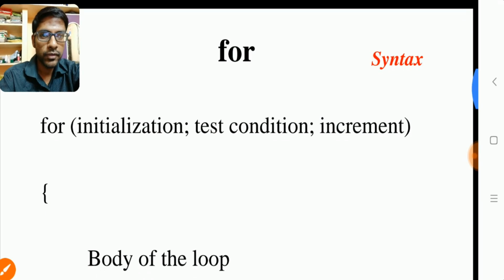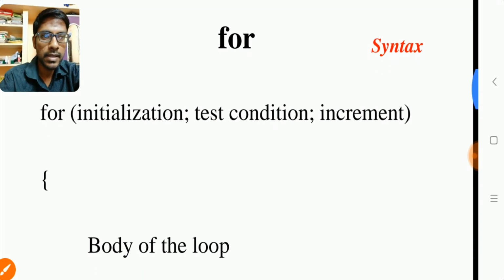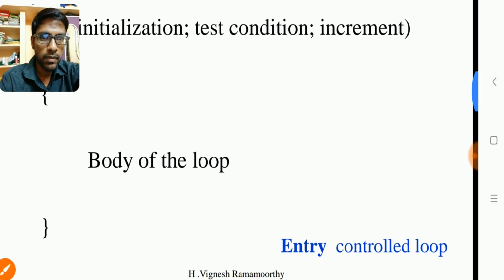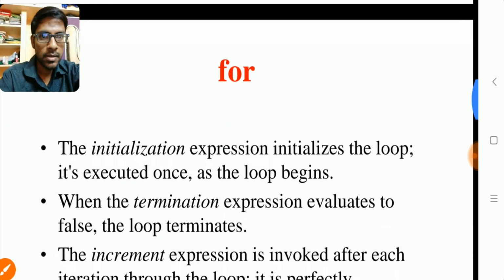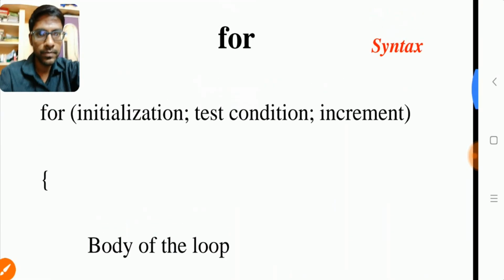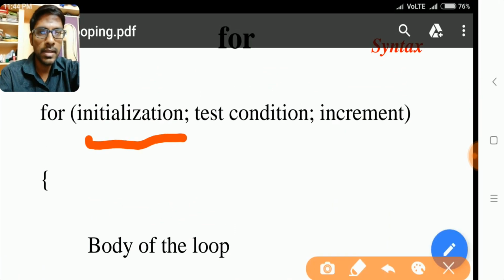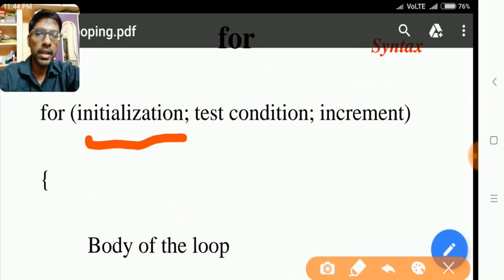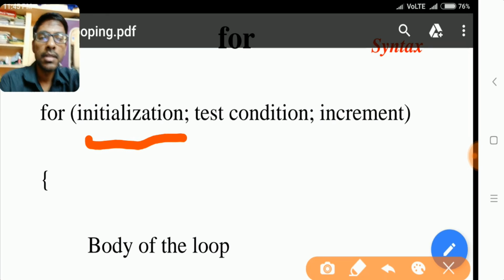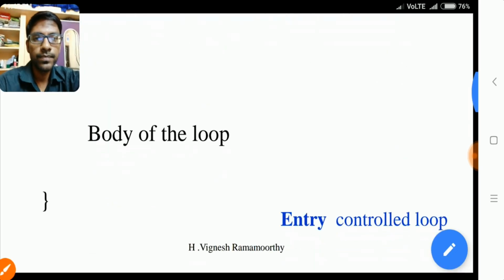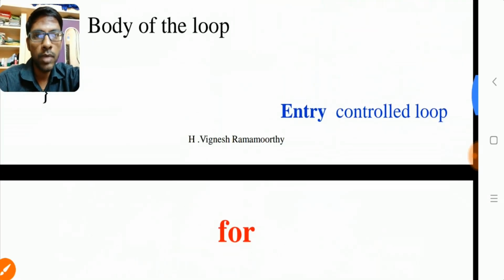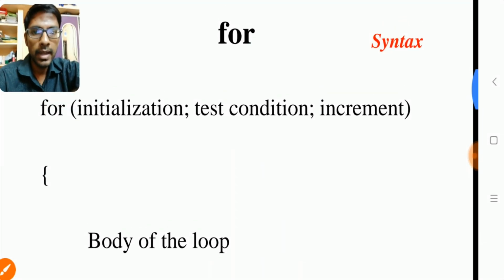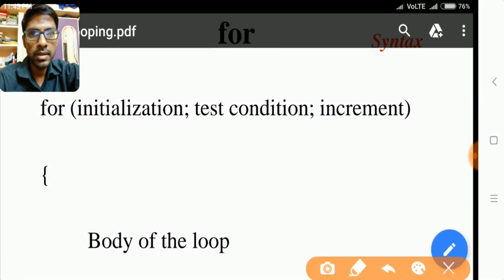For, this is the syntax of for: initialization, test condition and increment. So here we have the body of the loop. For loop is also an entry control loop like while. The first parameter is initialization. Initialization is where the loop begins. It is an expression that initializes the loop. It is executed once as the loop begins, and later on either it is decremented or incremented.